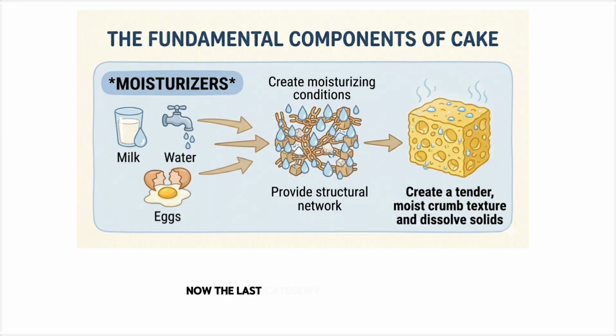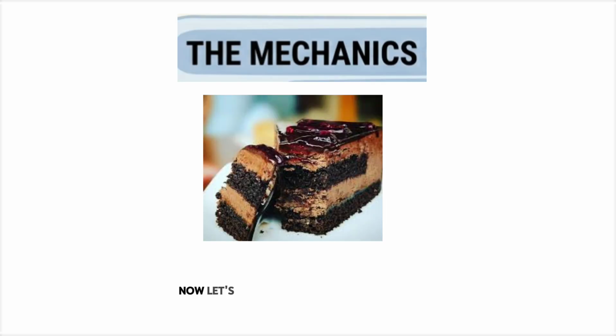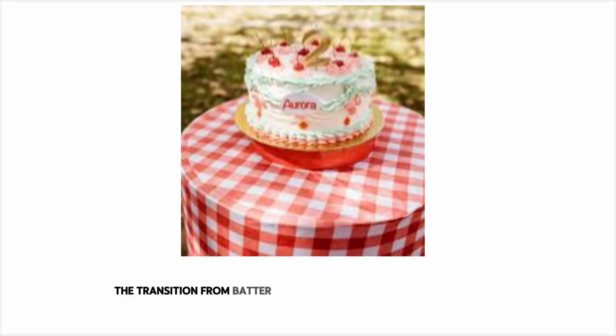Now, the last category is the moisturizers. These are things like milk, water, and eggs again. They hydrate proteins and starches so they dissolve solids. Now, let's come to the mechanics of the bake. The transition from batter to cake occurs in three distinct phases.